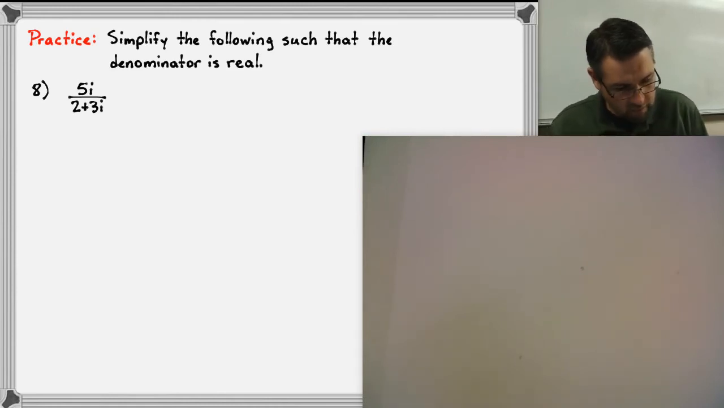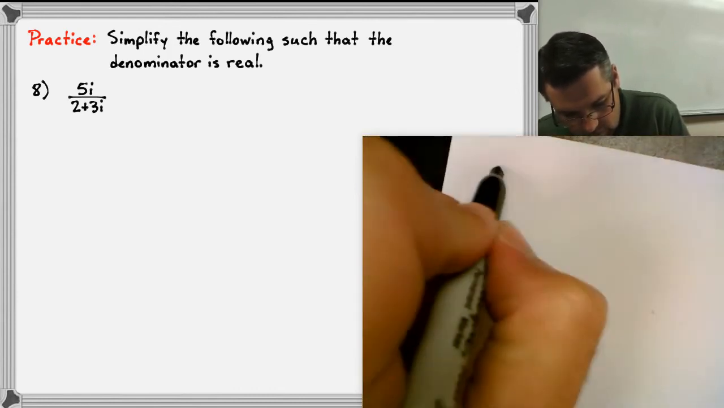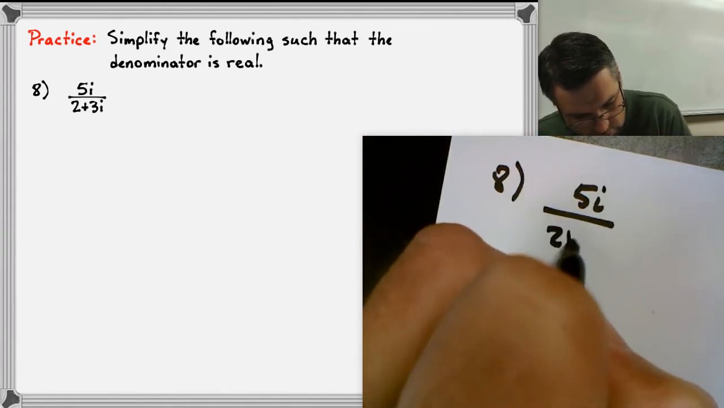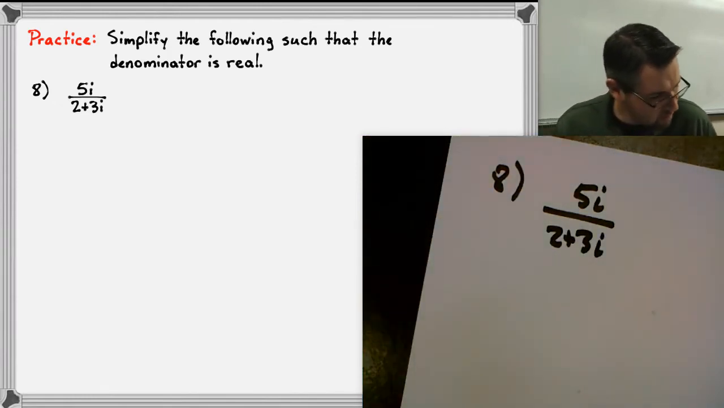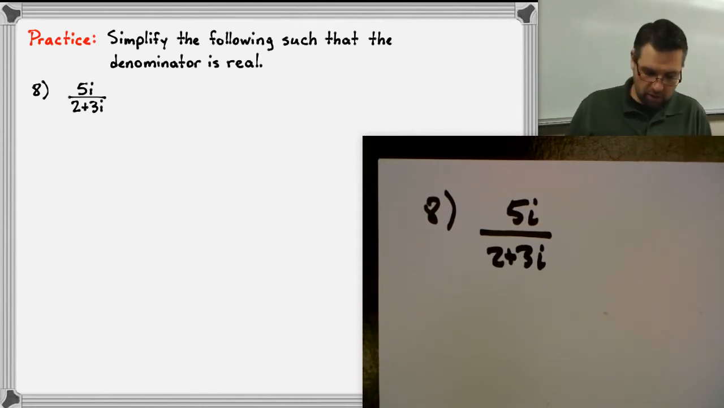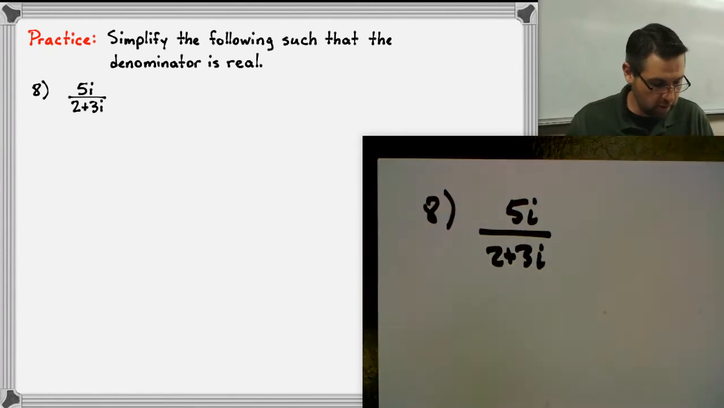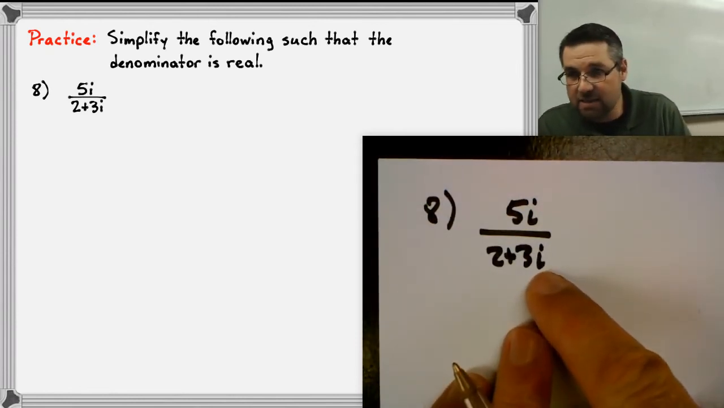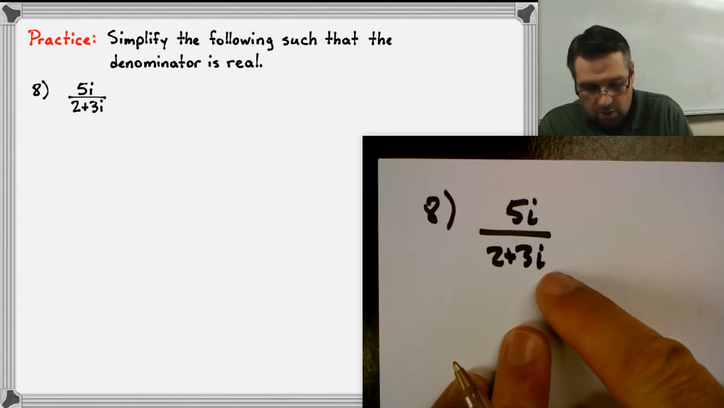All right, for number 8, we have 5i over 2 plus 3i. Well, notice this looks a little different. We don't have a binomial on top and a binomial on the bottom. We do have a binomial on the bottom only. But where's the problem? The problem is that we have an i in the denominator. That's not okay. So how do I get rid of that?